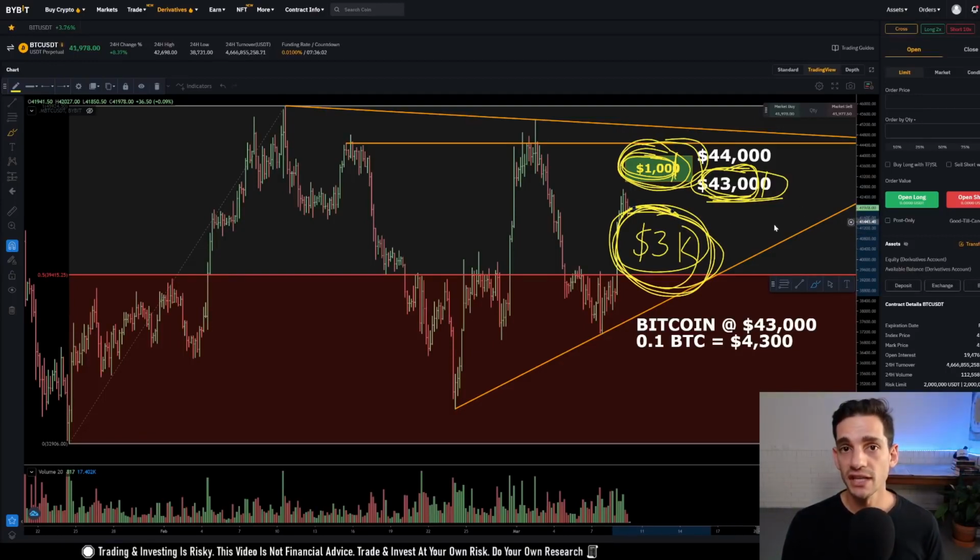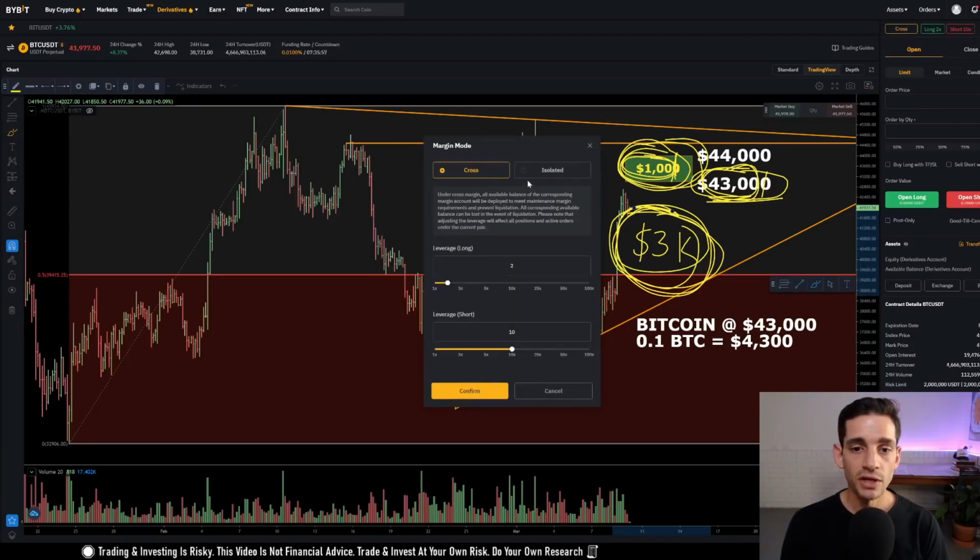To check the leverage settings that I have on my account, I can go up to the top here and click this button where it says cross. Now, anybody looking to explore this further must do your own research and understand the difference between cross and isolated margin modes. In a nutshell, cross margin mode is going to risk everything that's in my account for this particular position, whereas isolated is going to risk only what I'm putting up for margin.